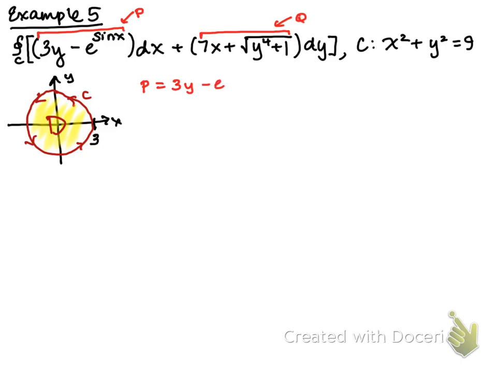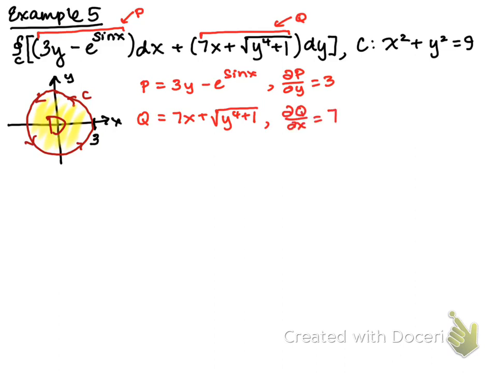3y minus e to the sine x. And just looking at this, you can see you're going to get rid of this whole e to the sine x when you find partial p, partial y. Partial p, partial y is 3. So you can already see how this is going to become so much more simple. And then here, q is 7x plus root y to the 4th plus 1. Partial q, partial x is 7.